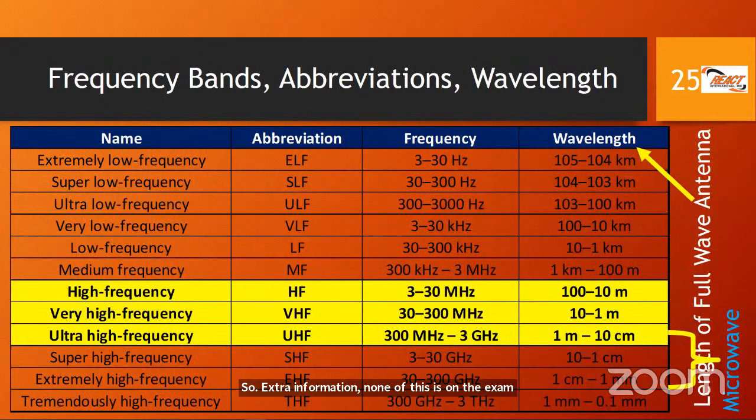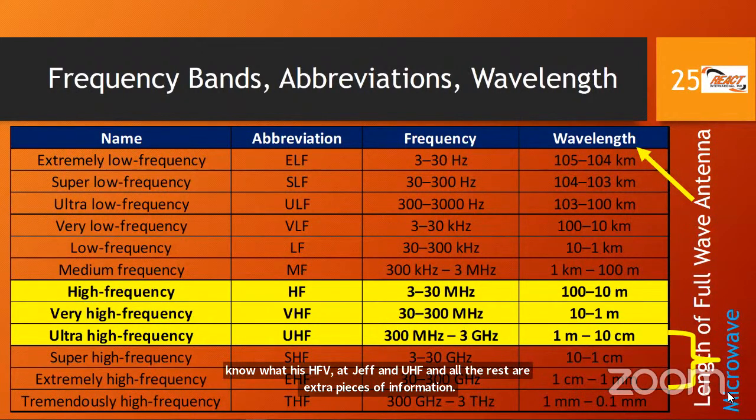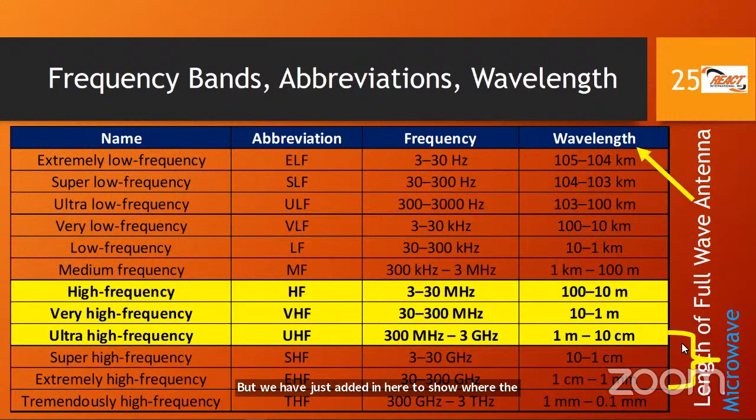Okay, so again, at this point, we reintroduced this diagram. We have seen this before because we said we needed to know what is HF, VHF, and UHF, and all the rest are extra pieces of information. But we have just added in here to show where the microwave part of the spectrum is. So remember we said it's about 1 gigahertz and above to about 300 gigahertz. Yeah, it's about there, because above that, you all might have heard of millimeter wave.